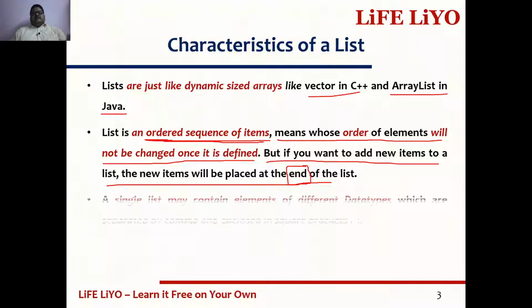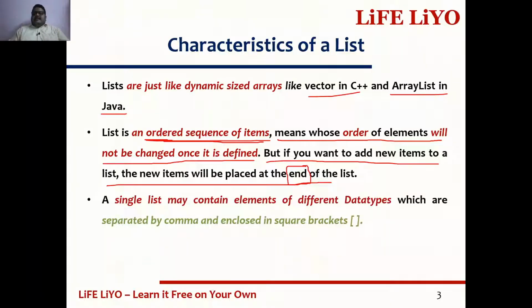The next one is that a single list may contain elements of different data types. That's what one of the definitions said: a list is a collection of heterogeneous elements of different data types. So how are these elements stored? They are stored in square brackets, and each and every element is separated by a comma.